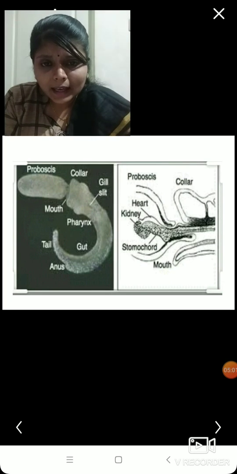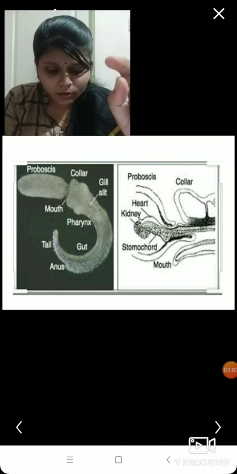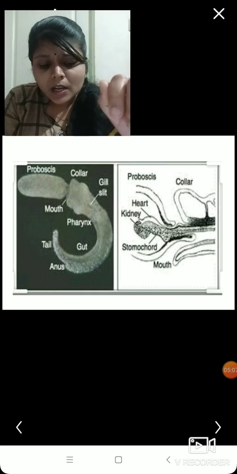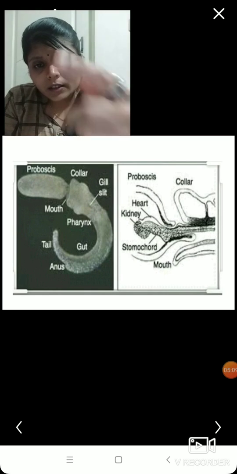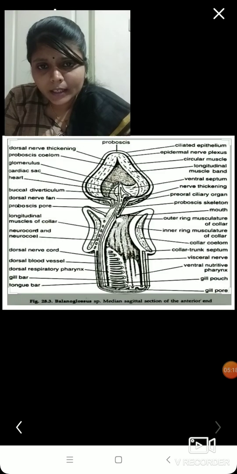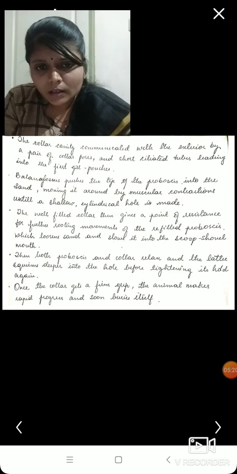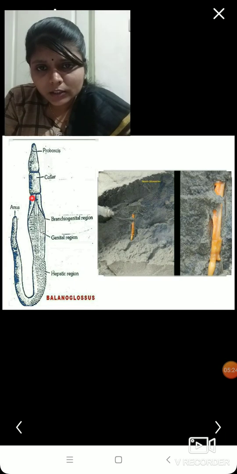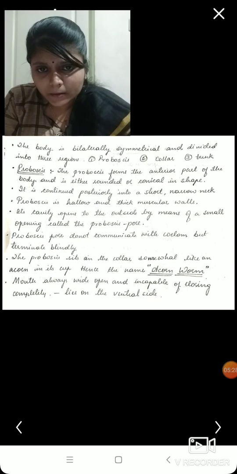Collar. Collar lies posterior to the proboscis, because that is behind. After the proboscis, you can see the collar, and anterior to the trunk region. The trunk is here, so above the trunk region, you can see the collar. If you look at this picture very clearly, you can see the collar lies above the trunk and below the proboscis.